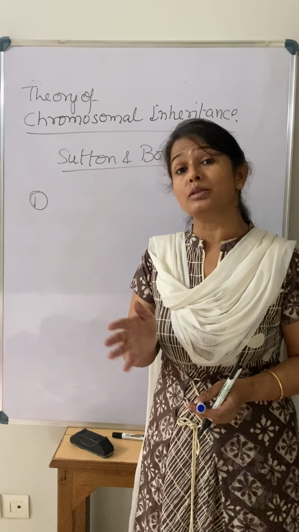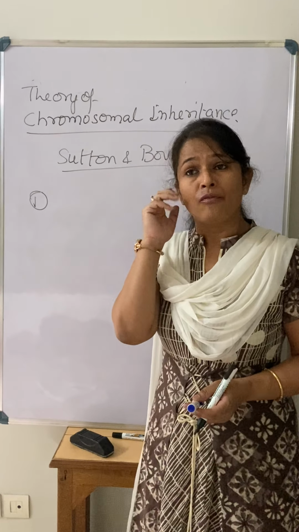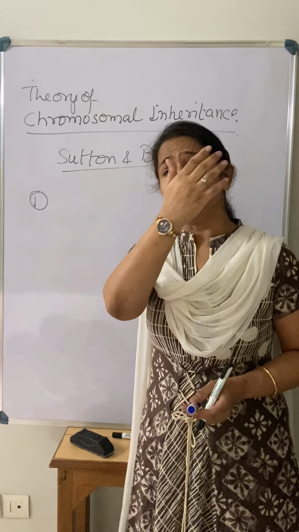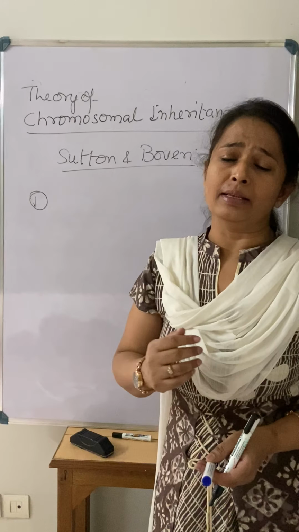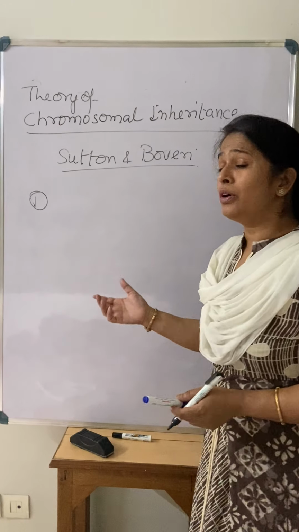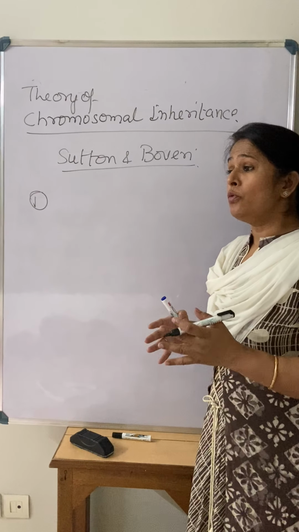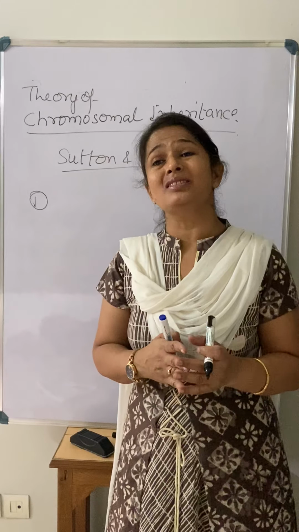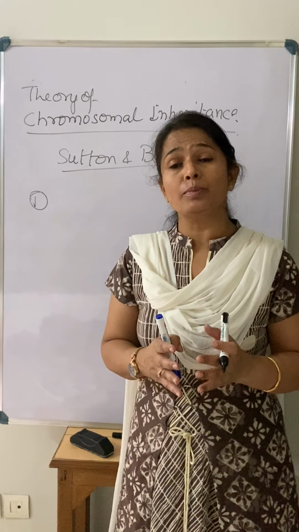In meiosis there is prophase 1. In prophase 1 there were five stages: leptotene, zygotene, pachytene, diplotene, and diakinesis, right? In that, there is an exchange of segments, right? When there is an exchange of segments, that is when segregation takes place. And as I told you, a chromosome is made up of genes.